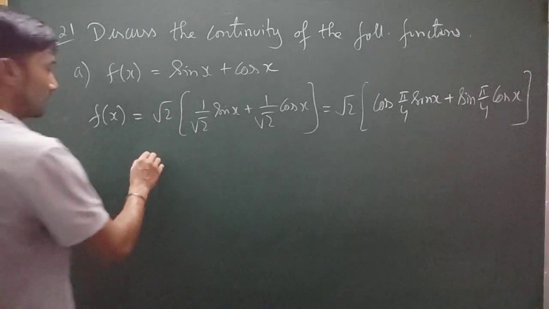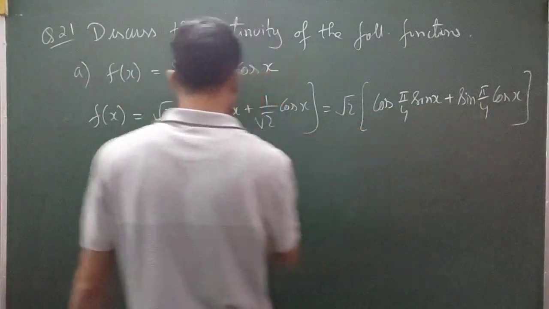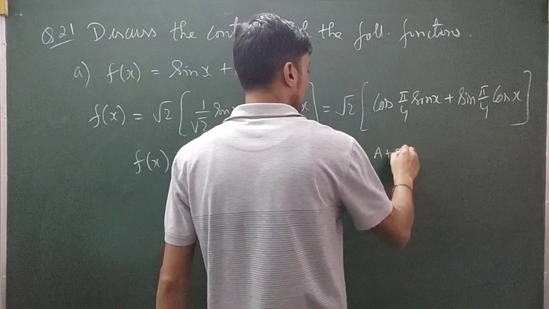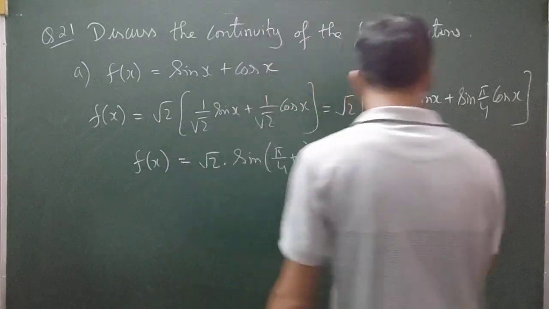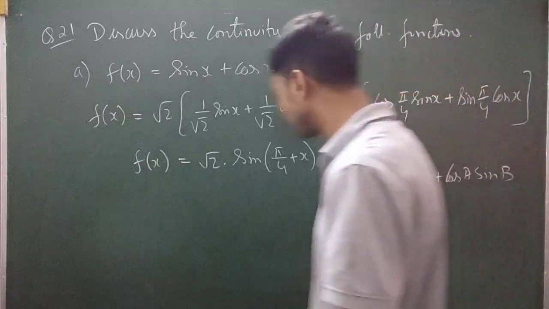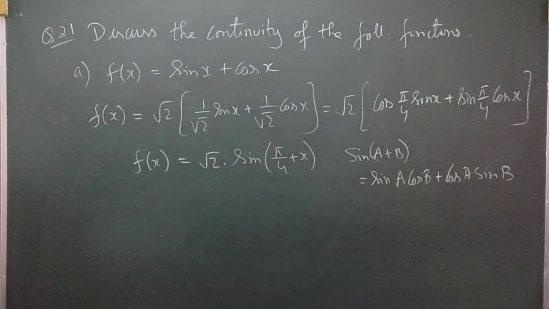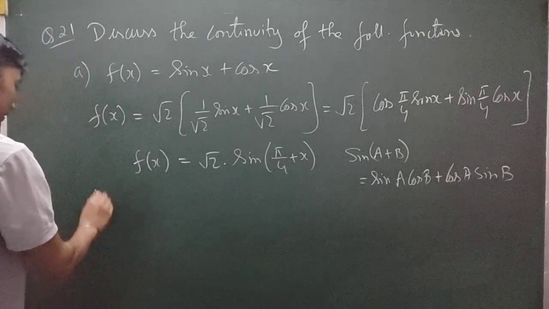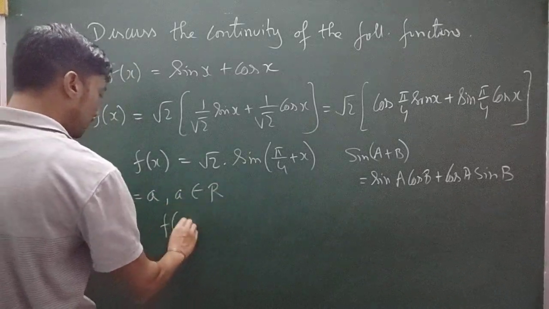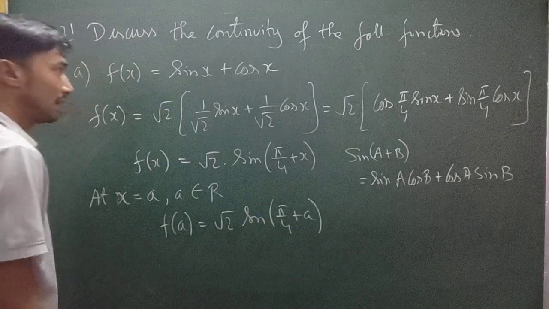It will be better for us because in that case we can use this as root 2 times sin A cos B plus cos A sin B. That is sin A plus B. I guess you remember, isn't it? Sin A plus B would be sin A cos B plus cos A sin B. So that one we are using. Alright, so our function is simplified. So now let's test at x equal to a, such that of course a belongs to the set of real numbers. So f of a would be root 2 sin of pi by 4 plus a. Alright, let it be as it is.